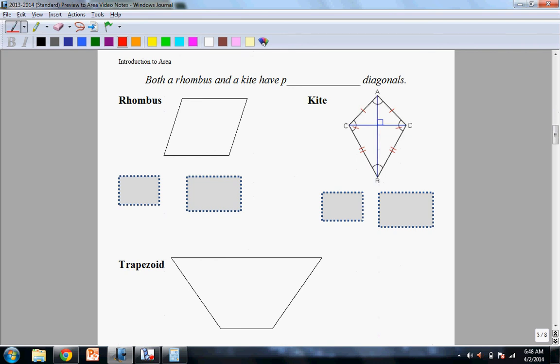A rhombus and a kite, they have something in common. That's why their equation is in common. A rhombus and a kite both have perpendicular diagonals. So let's draw them in. They have diagonals that meet at a right angle.